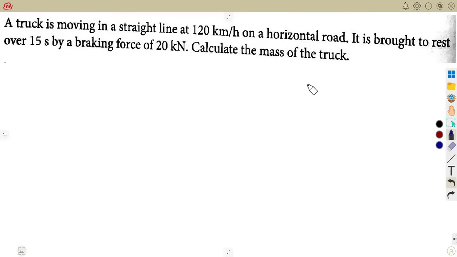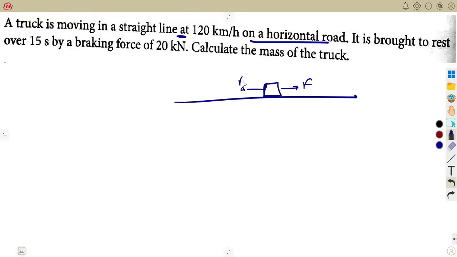All right, this can be another type where we can be given something like this one. A truck is moving in a straight line at 120, which is your initial velocity, on a horizontal road, just like on a horizontal plane, just like the case that we had, guys. So the applied force, then this one will be opposing on the other way. But we are not given all that. We are just given that it is moving at an initial velocity of 120 over 3.6. That was going to be what?